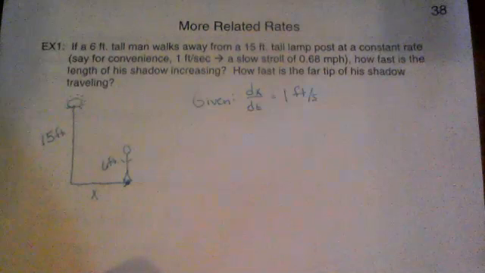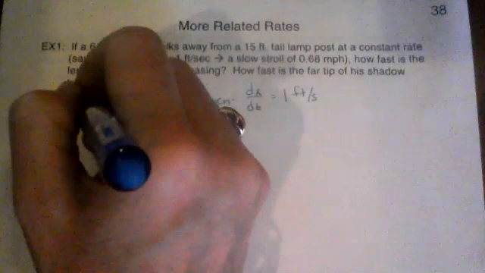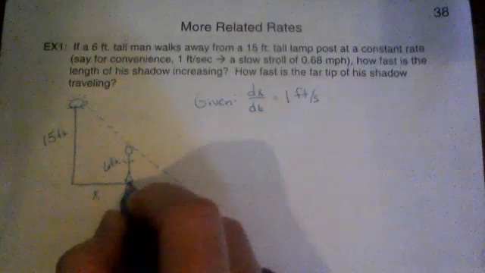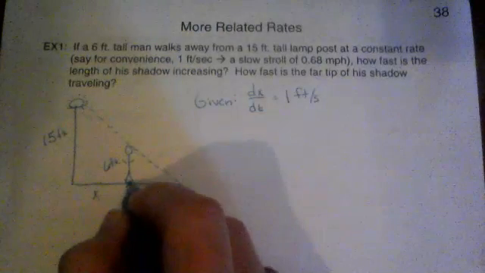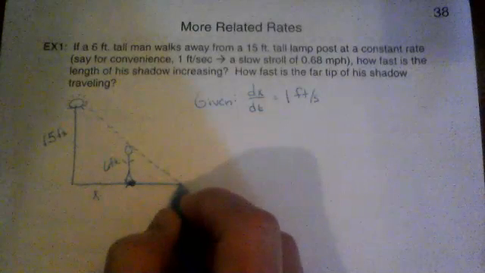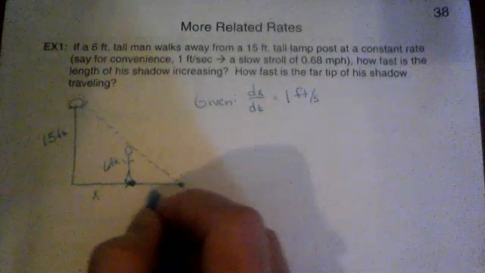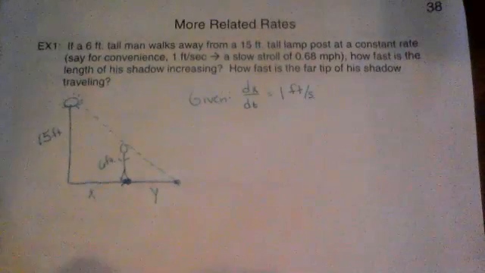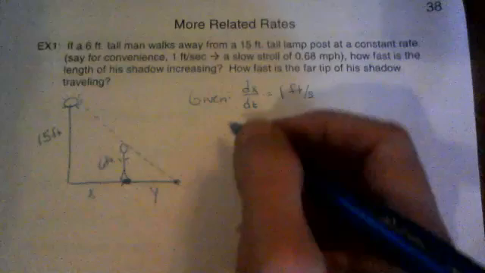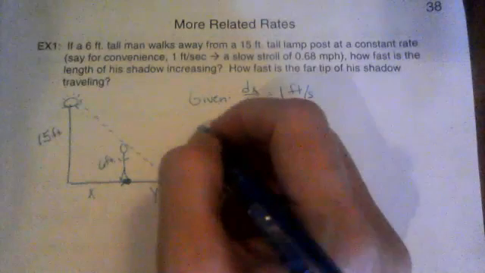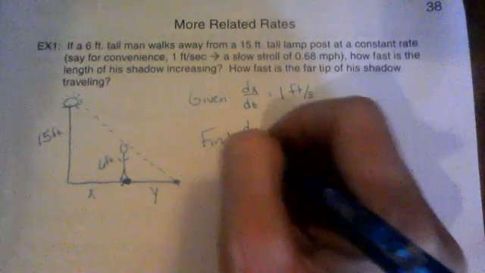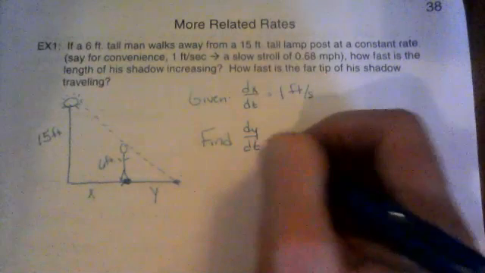It says, how fast is the length of his shadow increasing? Well, a shadow is created from the light coming down at an angle. So the shadow will be in front of him. I'm going to give that a different letter, we'll just use y. So it wants to know how fast the shadow is increasing. They're asking us to find dy dt.